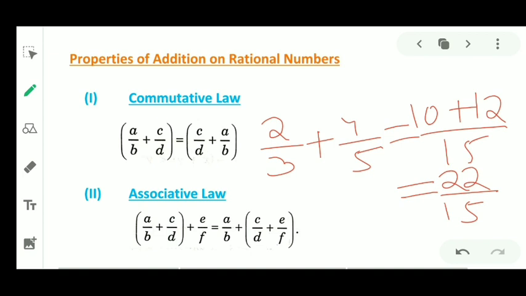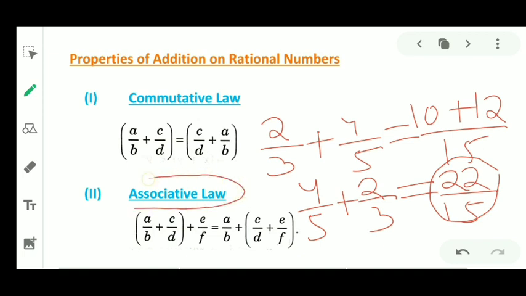But if you add these two numbers in the different order, that is 4 by 5 plus 2 by 3, here you also get the same number, that is 22 by 15. So in that case we say the addition of rational numbers is commutative.